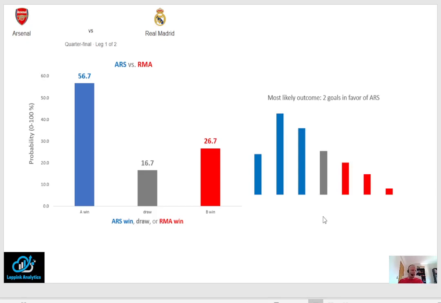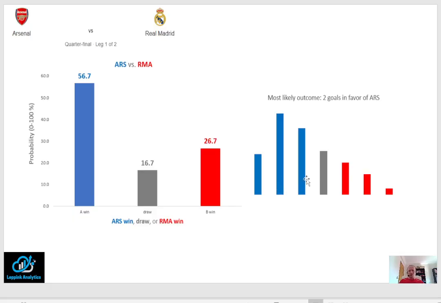And when we look at the prediction on specific difference in numbers of goals for the two teams, the gray bar is no difference in number of goals, so that would be a draw. To the left, again, 1, 2, or 3 goals in favor of Arsenal, and to the right, 1, 2, or 3 goals in favor of Real Madrid. And in this case, the most likely outcome is this bar here, which indicates 2 goals difference in favor of Arsenal. So all in all, with these two charts together, you would say 2 goals in favor of Arsenal is probably the most likely outcome.